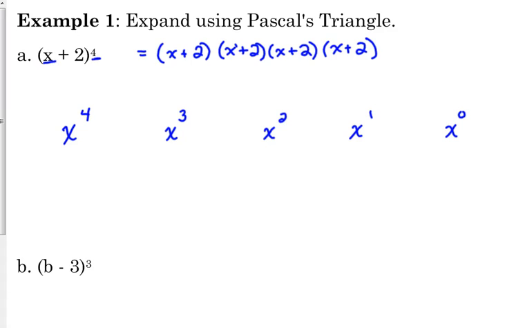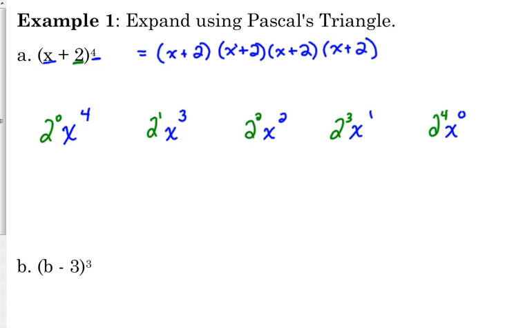Okay, then we're going to take the second term here, the 2, we're going to start on the other end, and we're going to count down the other way. So we've got 2 to the fourth, 2 cubed, 2 squared, 2 to the first, 2 to the zero. Now, I put it in front of the x because numbers come before variables.